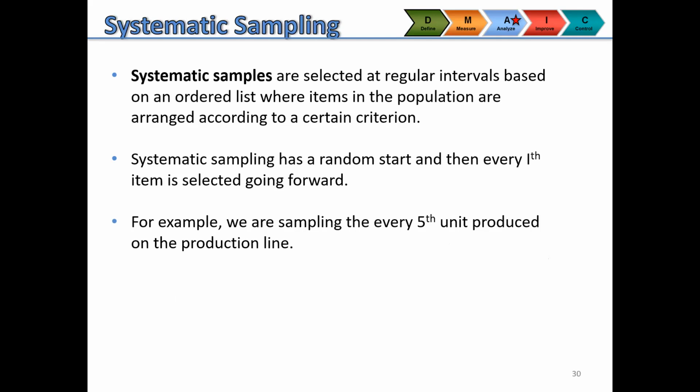And systematic sampling, regular intervals based on an ordered list where items in the population are arranged according to a certain criteria. For example, we're sampling every 5th unit produced on the production line.